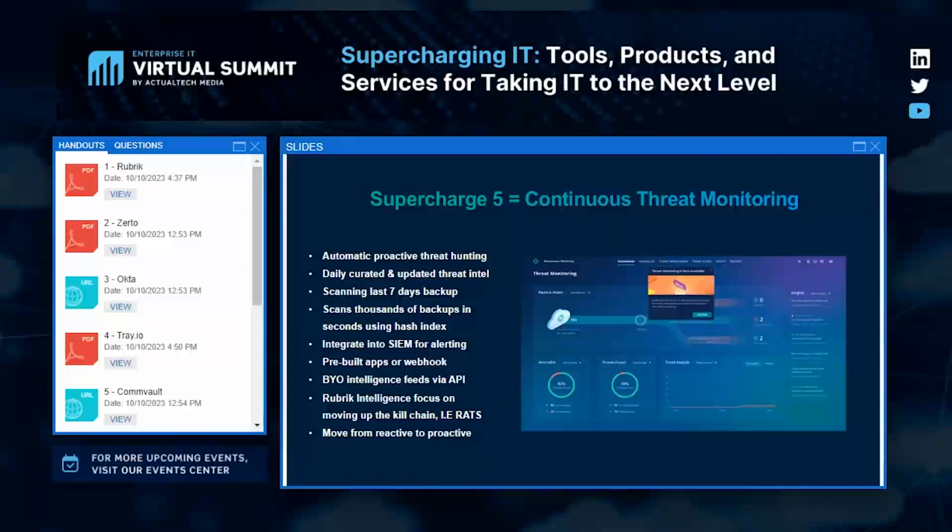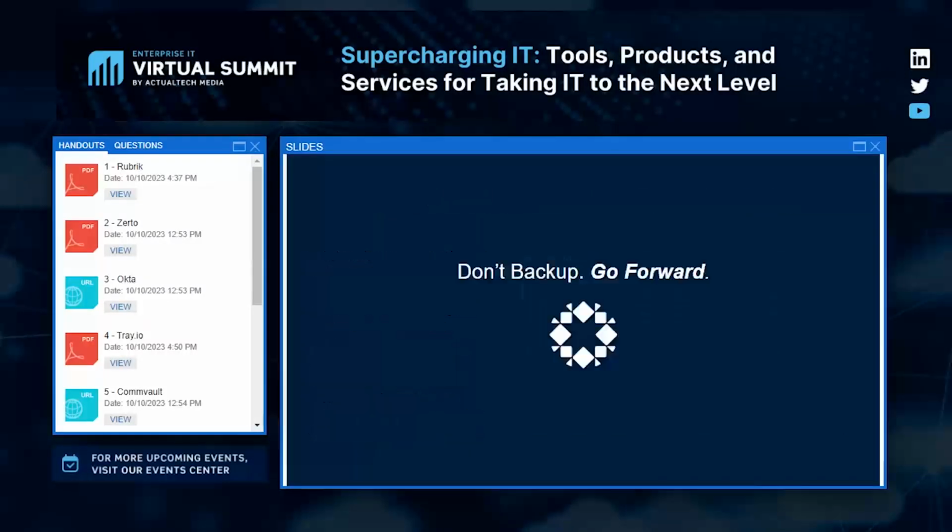And we have a dedicated in-house team that are building a daily curated and updated threat intelligence feed. It scans the last 7 days of your backups, scanning thousands of backups in seconds, because we can index all of the hashes on the files. And anytime we find an alert, we're going to send this to your SIEM and your SOC for alerting. And we have pre-built apps for the majority of the SIEMs out there, but you can push it to anything via webhook. You can also bring your own intelligence feeds, but our focus from our intelligence is on the RATs, the remote access tools, the credential stealers, less on the malware. We will look for it, but that's still the end of the kill chain. But the core premise here is that you're standardizing on Rubrik to move from being reactive to proactive. And with that, don't back up, go forward.